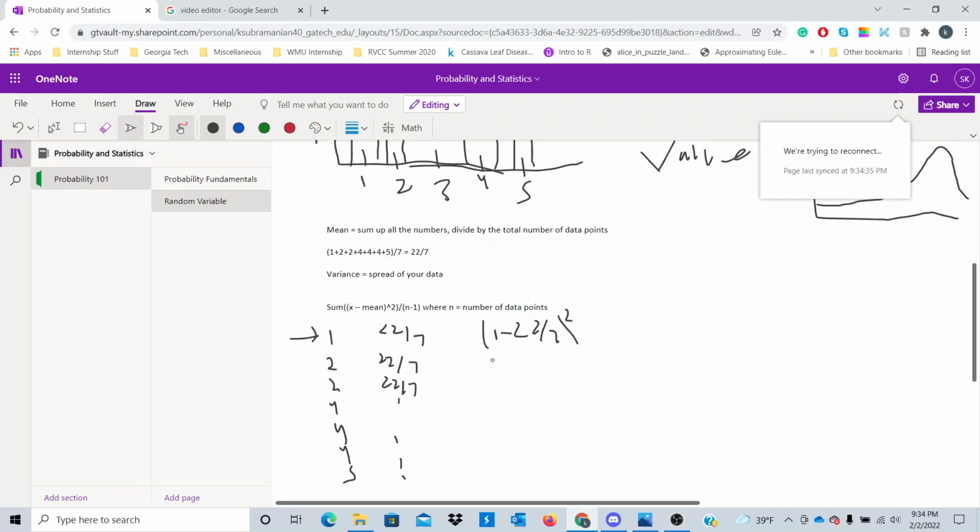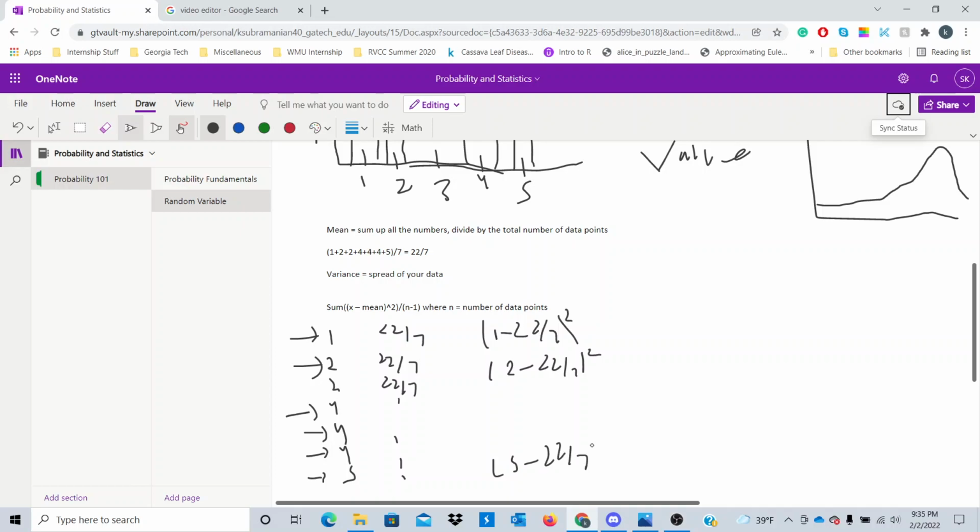Because when you square a positive number, we get a bigger positive number. When we square a very negative number, we get a very positive number. So that's why we square the difference when we're calculating variance. Likewise for this row, we're going to do 2 minus 22 sevenths, and square that. And you can repeat for all these rows, so for example, here 5 minus 22 sevenths squared.